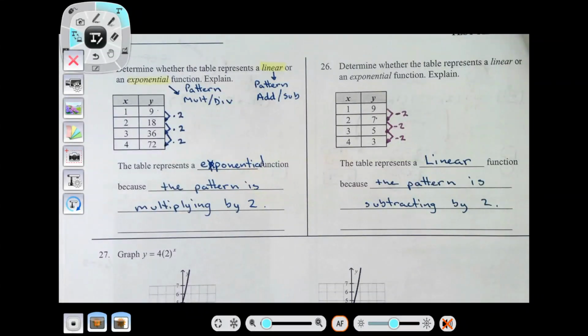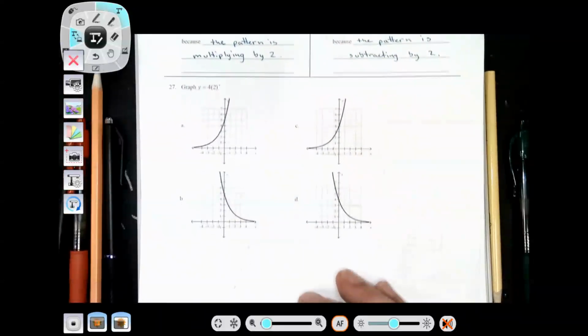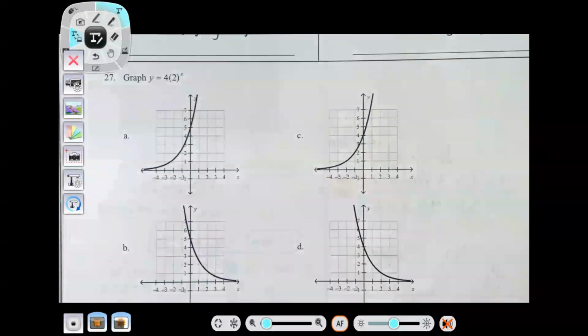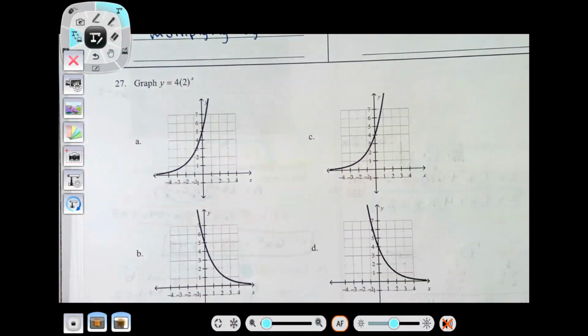Which now brings us to the very last question of this review, and then that way you can finish your homework and any other homework you owe. Remember, you're going to tear out the pages and turn it in. But that brings us to the very last one. They said, which one is the graph? And we have 4 choices there. So there we go. For 4 times 2 to the power of x.